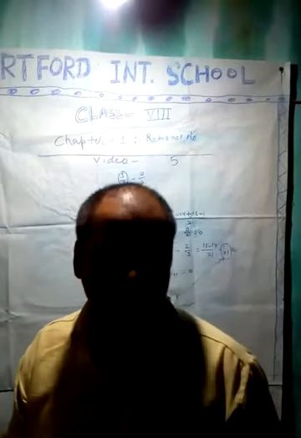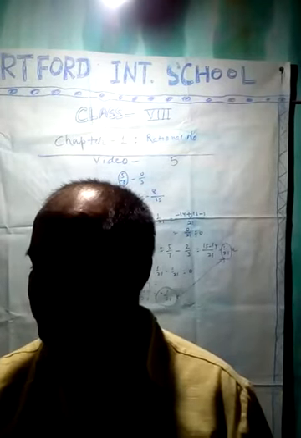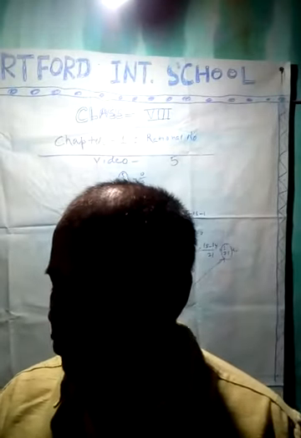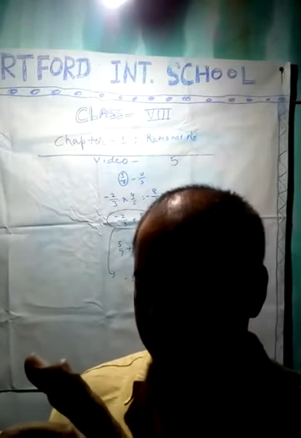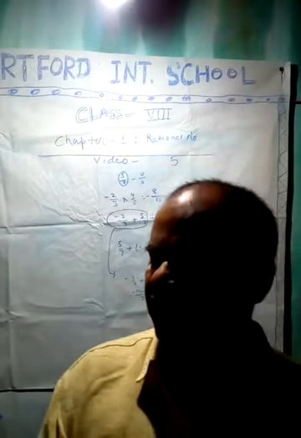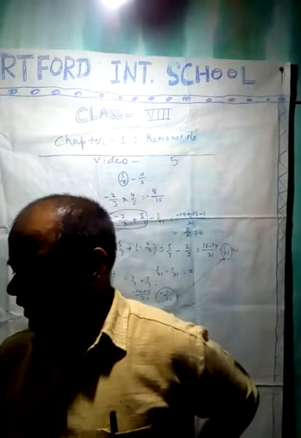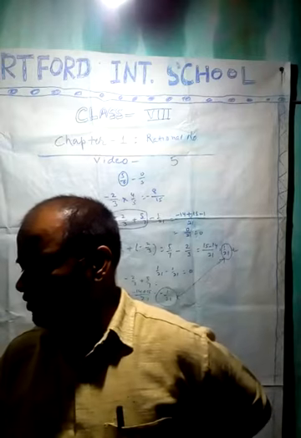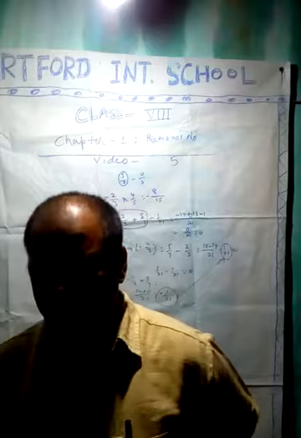Now the third point, multiplication. Minus 7 by 3 into 6 by 5 is equal to minus 42 by 15, which is equal to 6 by 5 into minus 7 by 3. Check for some more such products. You will find that multiplication is commutative for rational numbers. In general, a into b is equal to b into a for any two rational numbers a and b.